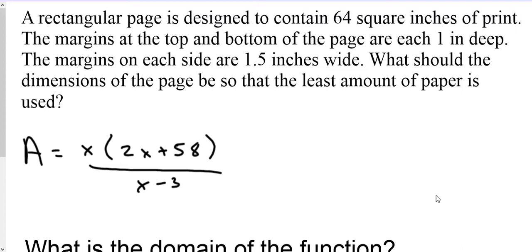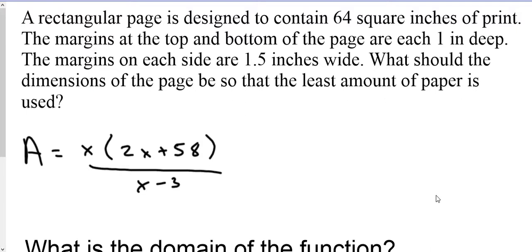because all you care about is how do you solve a rectangular page design problem where you're given 64 square inches of print and you're given margins. This is a very popular problem that you would see in a calculus textbook, in optimization areas, and also in pre-calculus when you're dealing with rational functions.